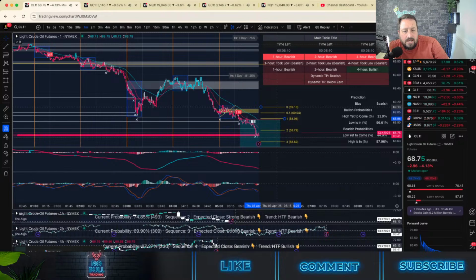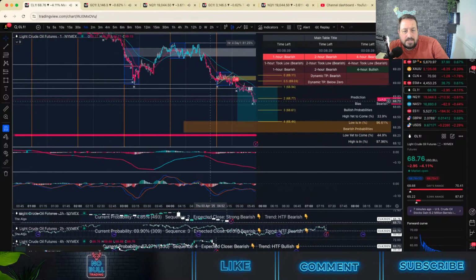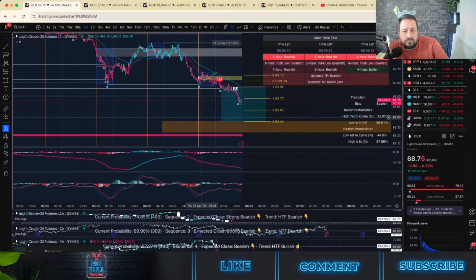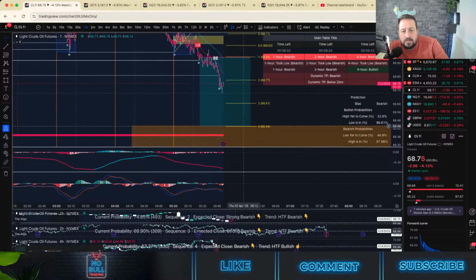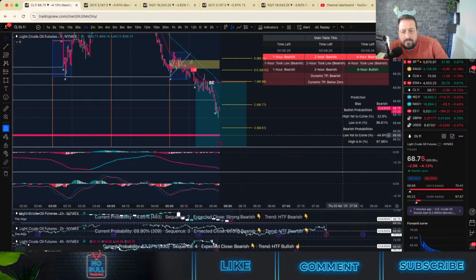So CL has eventually gone and taken the low. So we are now bearish on the weekly. And again, this is where we were looking to price to come down to. If you stayed in, well done.